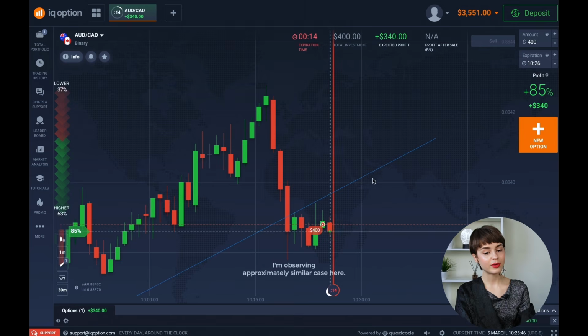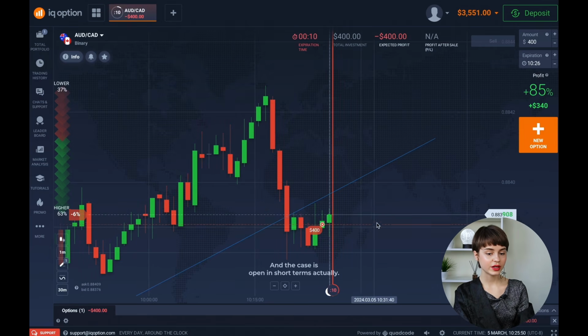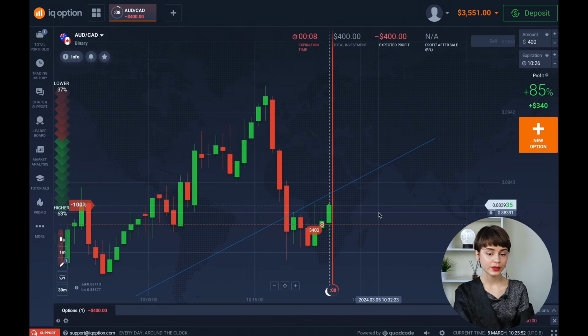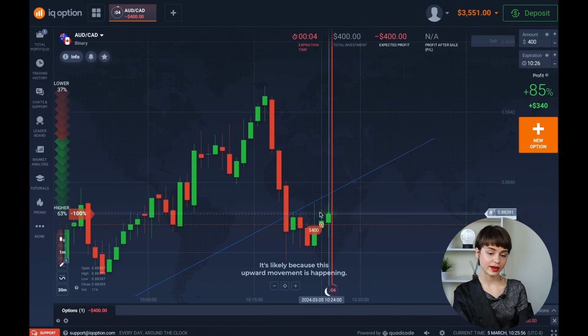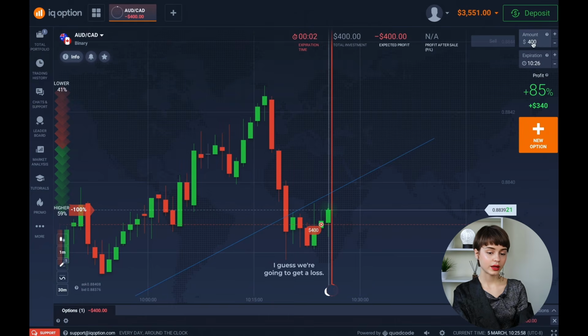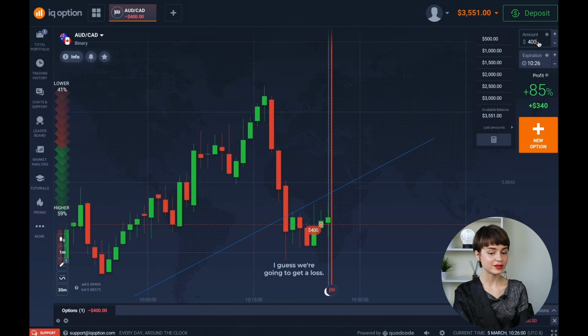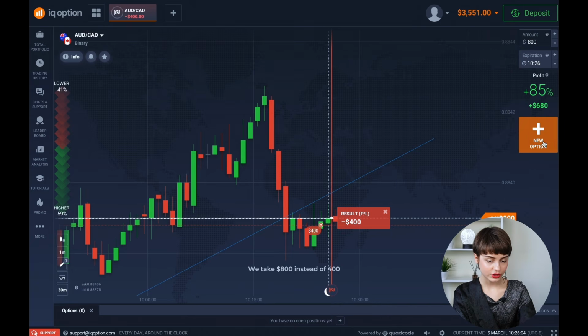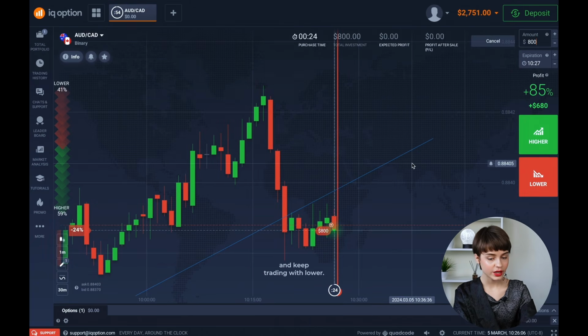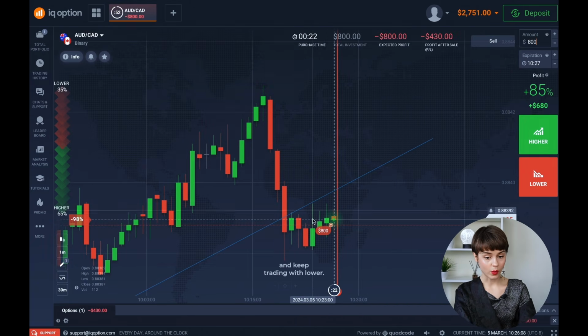I'm observing approximately a similar case here, and the case is open in short terms. Actually, it's likely because this upward movement is happening. Guess we're going to get a loss. Yeah, but it's fine. We take $800 instead of $400 and keep trading with lower.